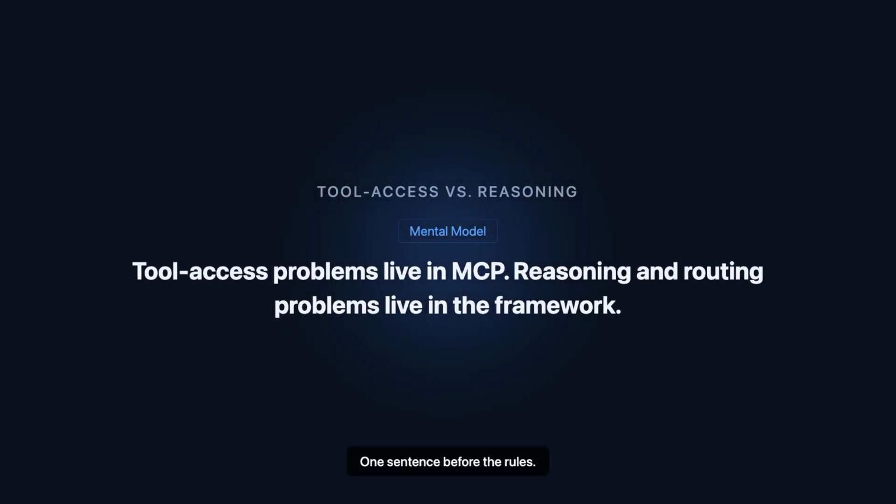One sentence before the rules. Tool access problems live in the MCP layer. Reasoning and routing problems live in the framework layer. That tells you where to look when something breaks.